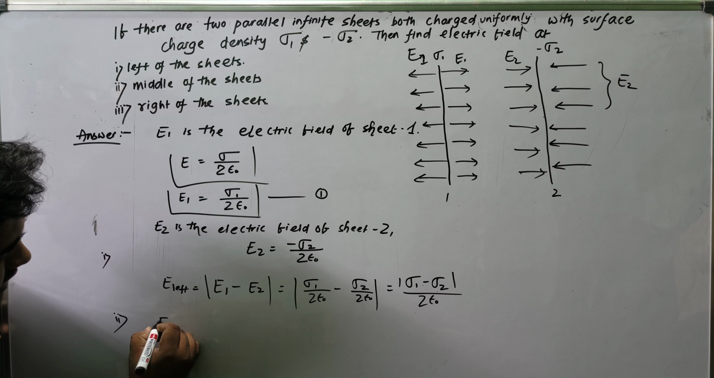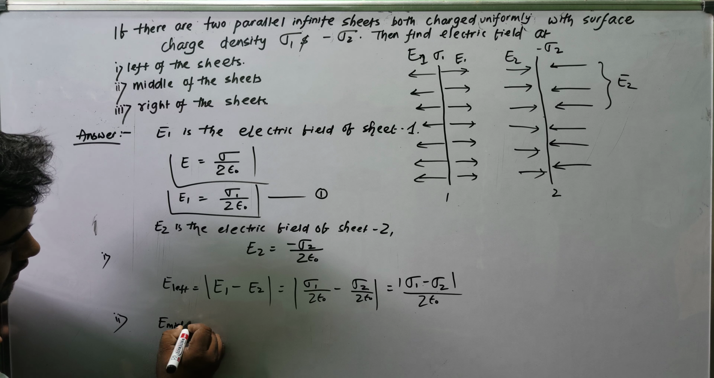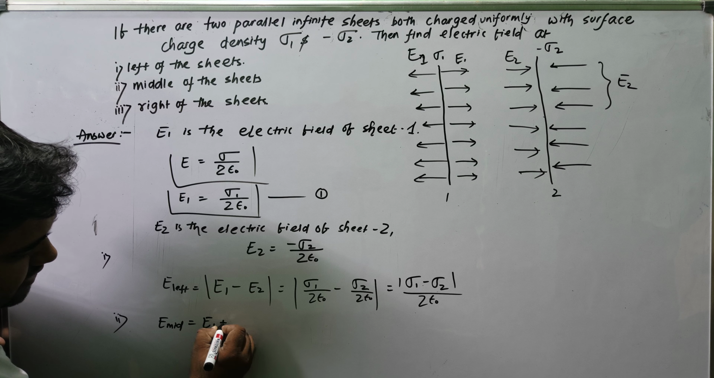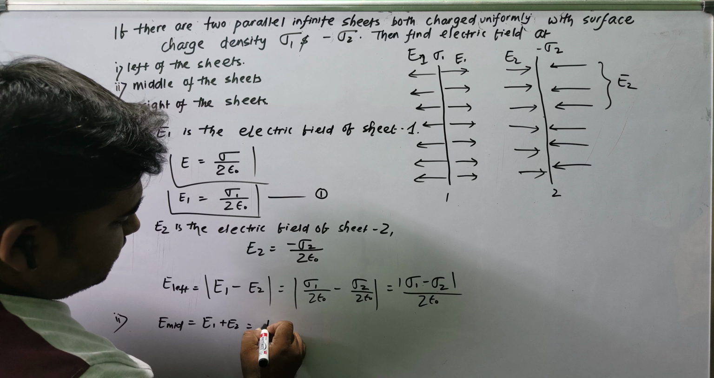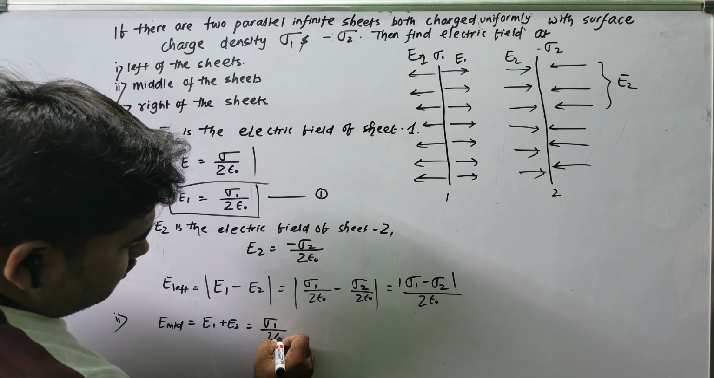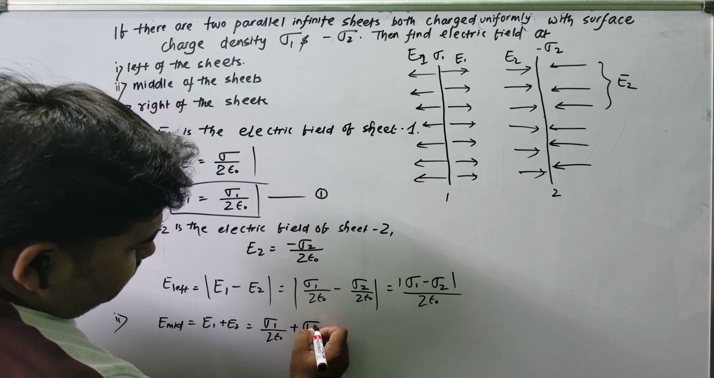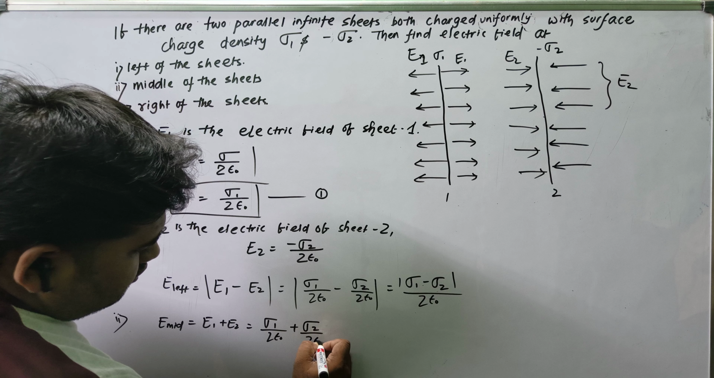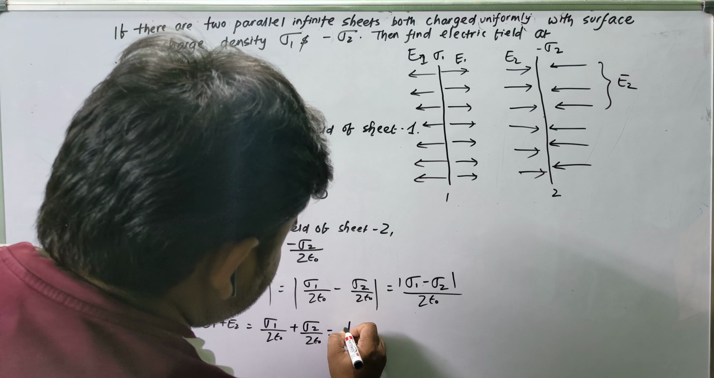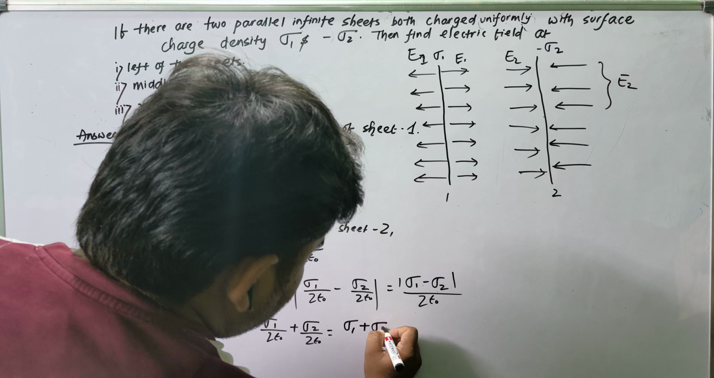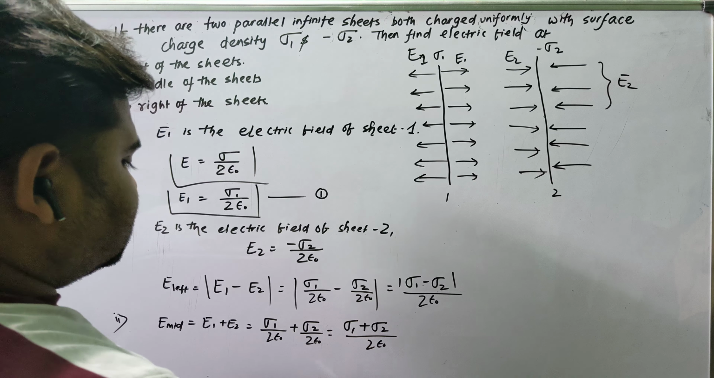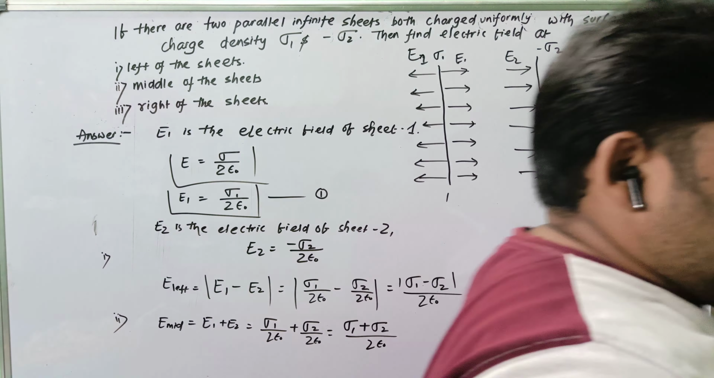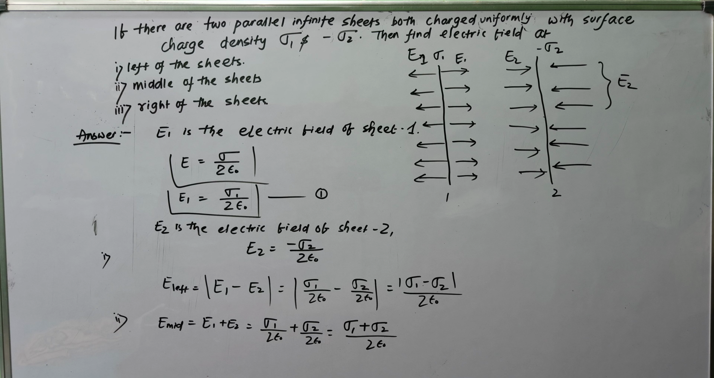So E mid is equal to E1 plus E2. You need to add their magnitudes only. So sigma 1 by 2 epsilon naught plus sigma 2 by 2 epsilon naught, which will give you sigma 1 plus sigma 2 by 2 epsilon naught. This is your answer for the E middle. I hope it is visible to you. Okay, now.